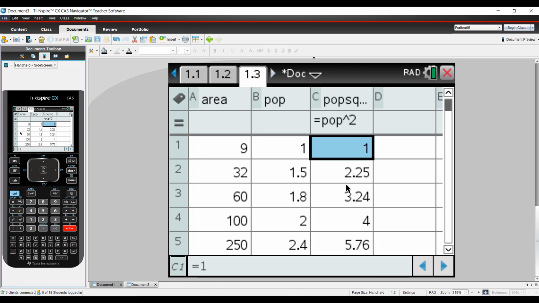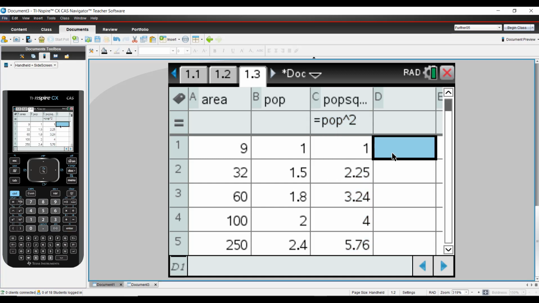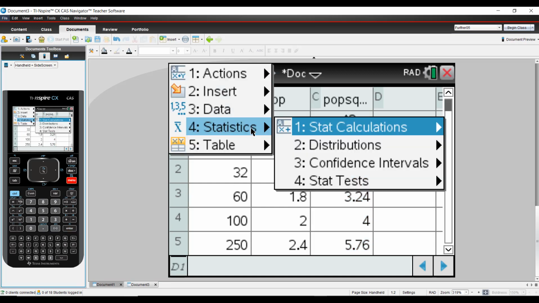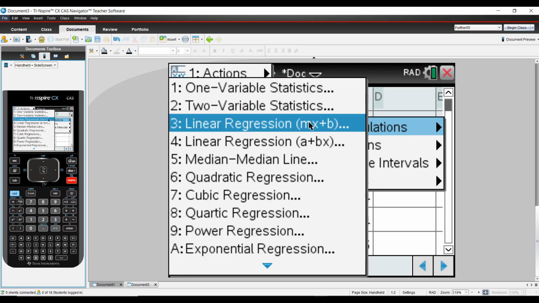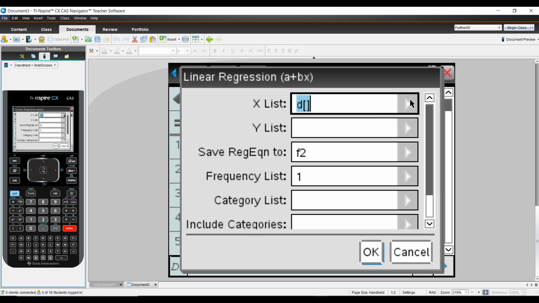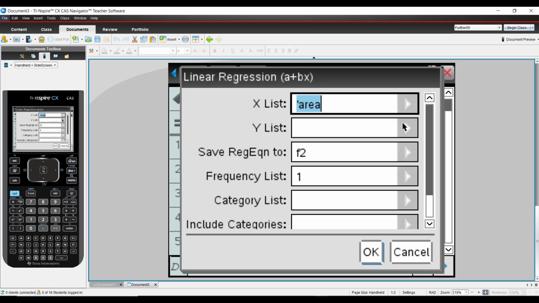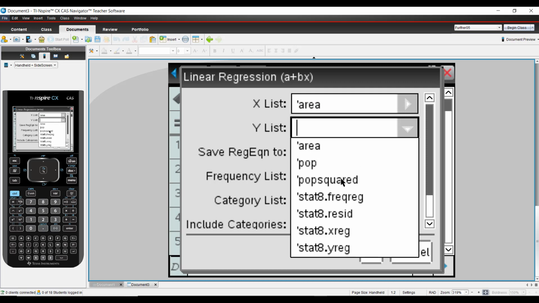Okay, so when we take our value 1, we square it, we get 1. 1.5 squared is 2.25. So we've now filled in our pop squared. Okay, so this is our first transformation we're investigating. Let's have a look at a regression of this data. So stats calculation, y equals a plus bx. Our x values were our area, and our y value, importantly, is no longer population, but pop squared.